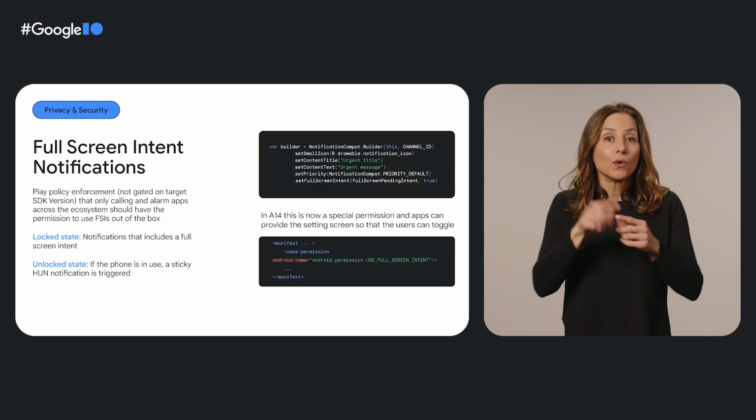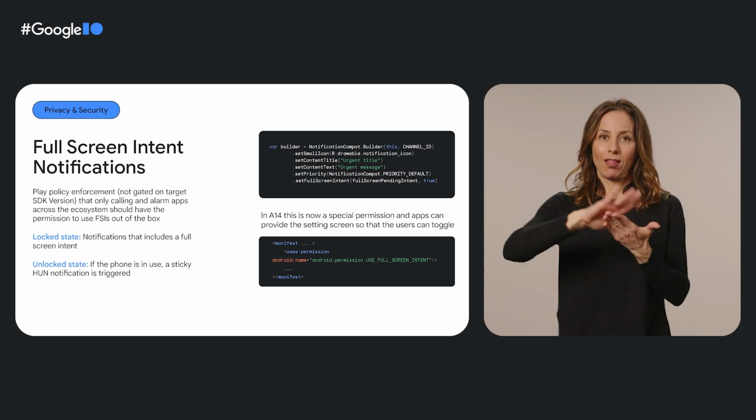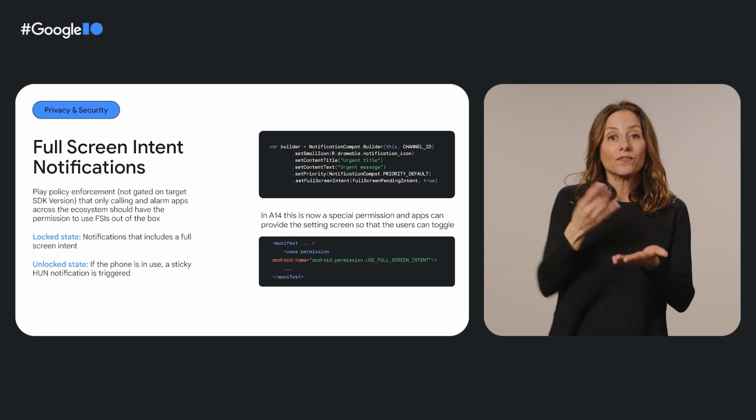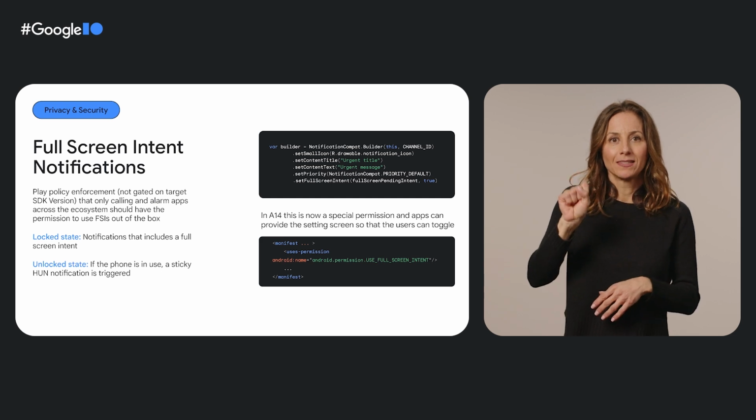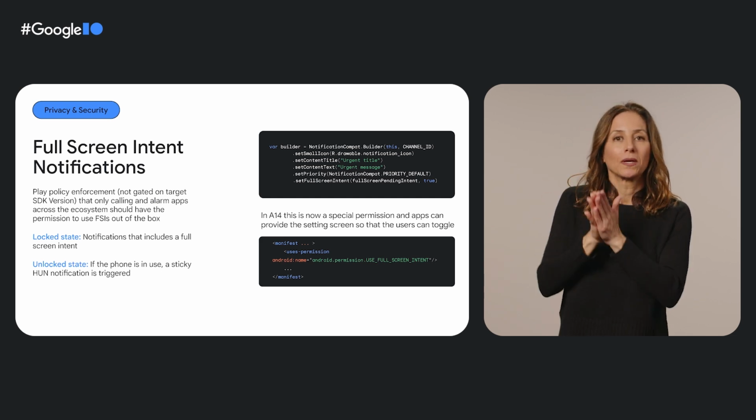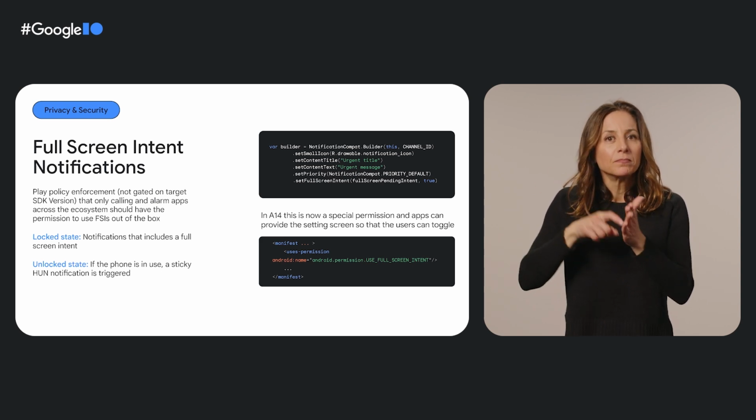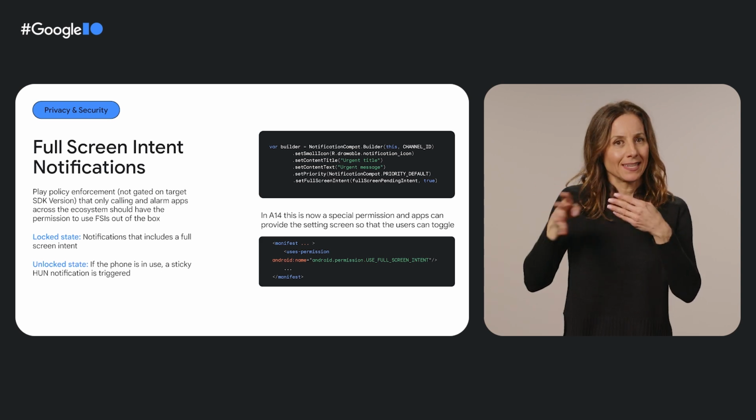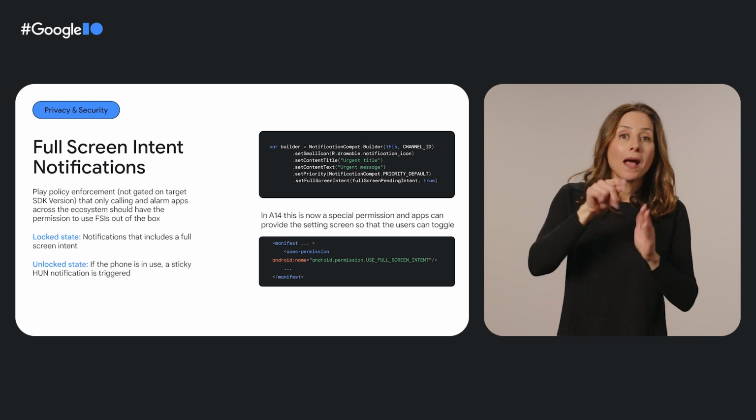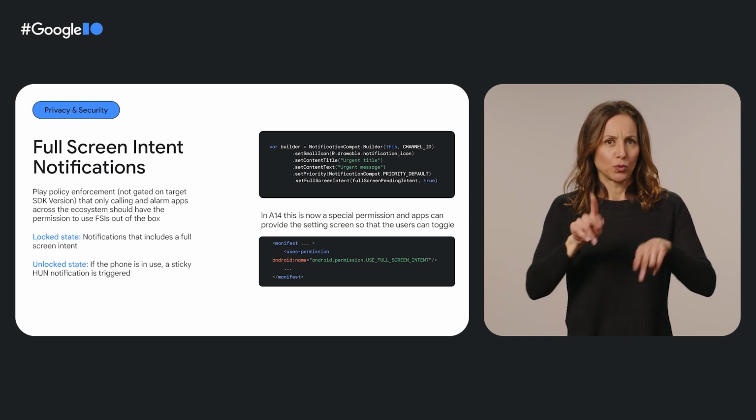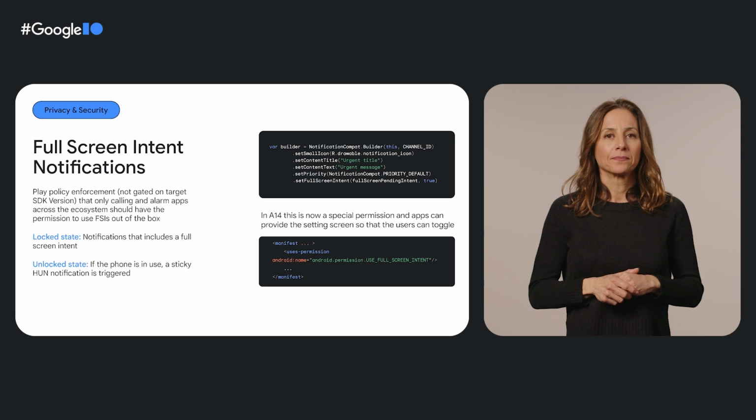Access to full-screen notifications is also changing on the lock screen. Starting in Android 14, apps need to check for the FSI permission and/or request it from the user. App stores will have a policy enforcement which is not Target SDK gated, such that only calling and alarm apps across the ecosystem should have the permission to use FSIs out of the box.